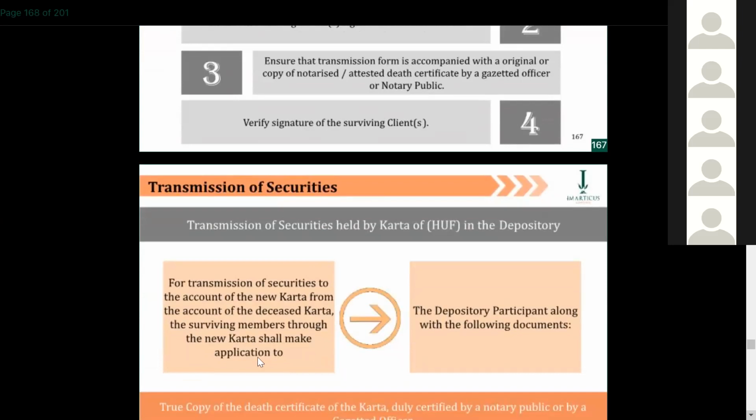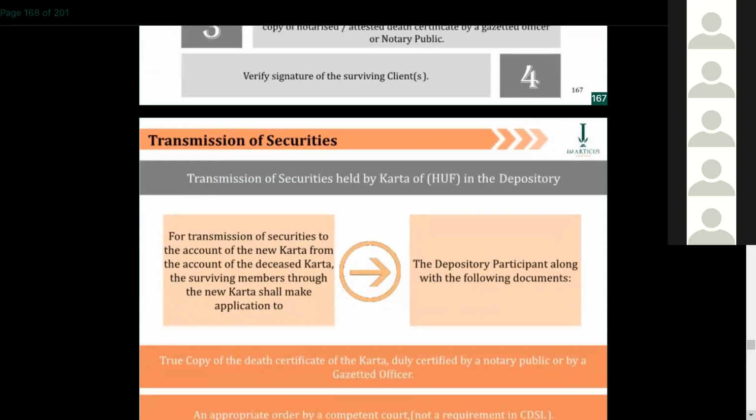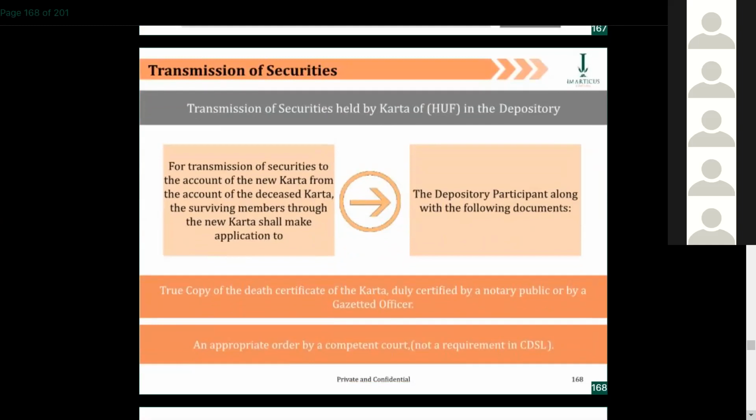The surviving member, through the new Karta, shall make the application to the depository participant along with the following documents. So a copy of the death certificate is required, duly certified by a notary public or by a gazetted officer.